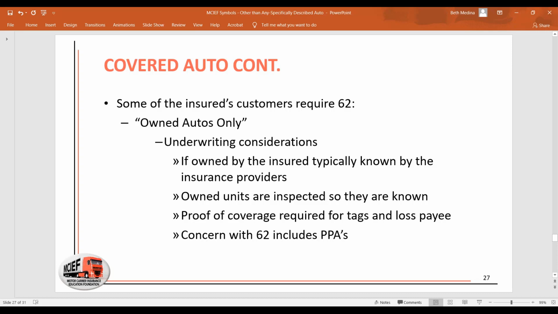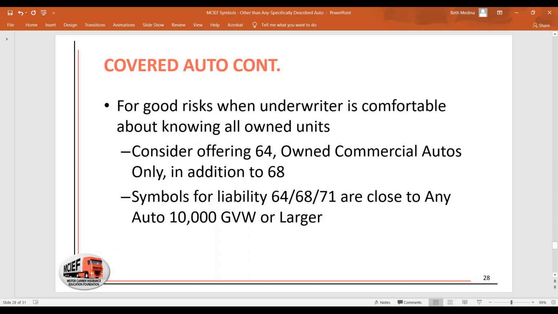If your insured ever gets a customer, again, as agents, you want to find out up front what your insured's customer's requirements are. And if they require symbol 62, owned autos only, in addition to hired auto, this is what the typical requirement would be. We need to discuss that with the underwriters. Underwriters, you need to understand that there is a situation where you can get a comfortable feeling about knowing about all owned autos.